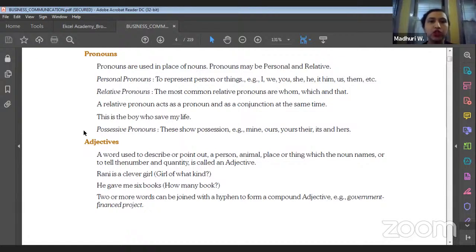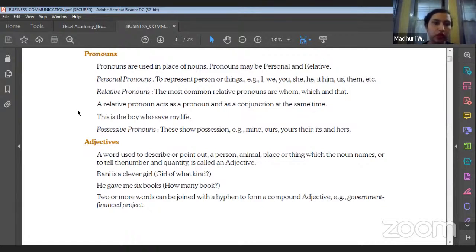So these basically show possession, like mine. Instead of saying this is my bag, you can say this is mine. Ours, yours, their, its, hers, right? So we have different categories of pronouns. Okay, so I can see some examples that Sumati is giving. Ram is late. He has been coming late every day. Very good. Instead of keeping on repeating the same name, you're using a personal pronoun, that is he.